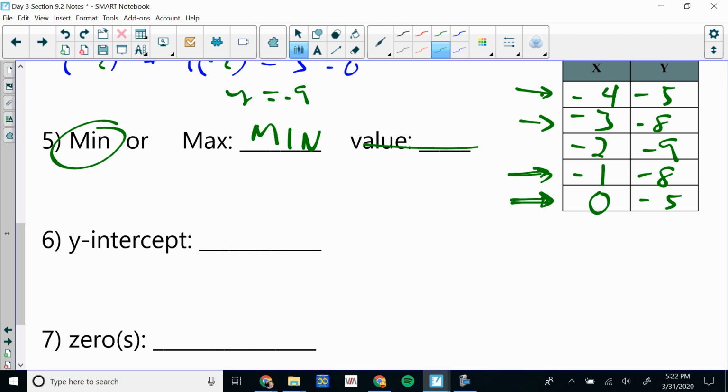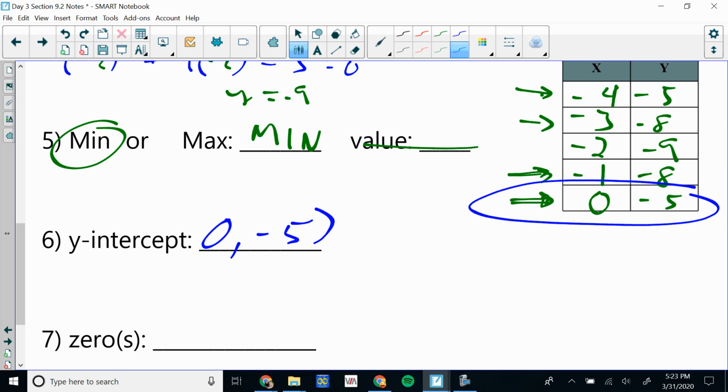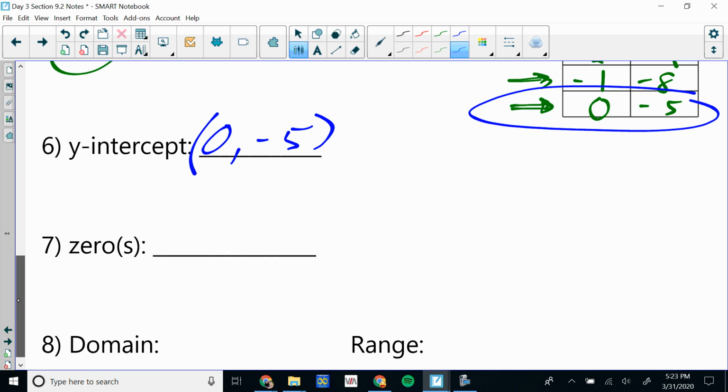The y-intercept, this is going to be when x equals 0, what is y? And sometimes if you graph it, or if you use your table, you'll even see this. Ours is the point 0, negative 5, because we have what y equals when x is 0. So our y-intercept is 0, negative 5.